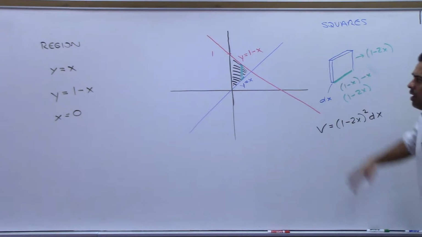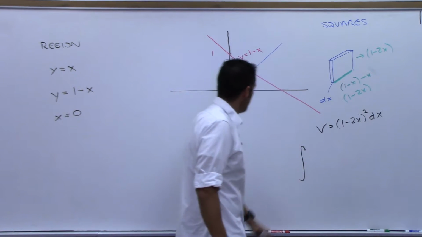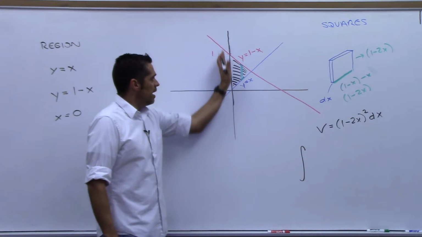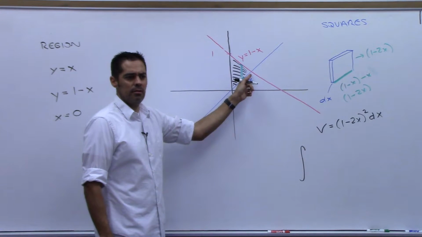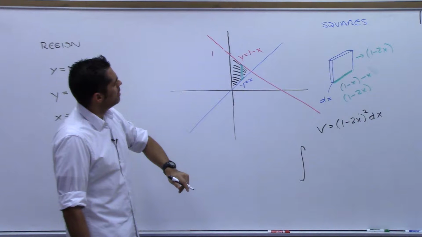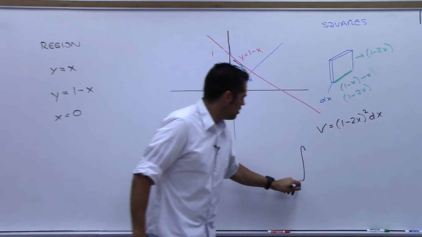To get the total volume of the entire solid, integral where to where? What's x starting at here? 0. Where does it stop? Well, where they hit each other, which is 1. 1? We think 1? No. I think it's a half. 0 to a half.